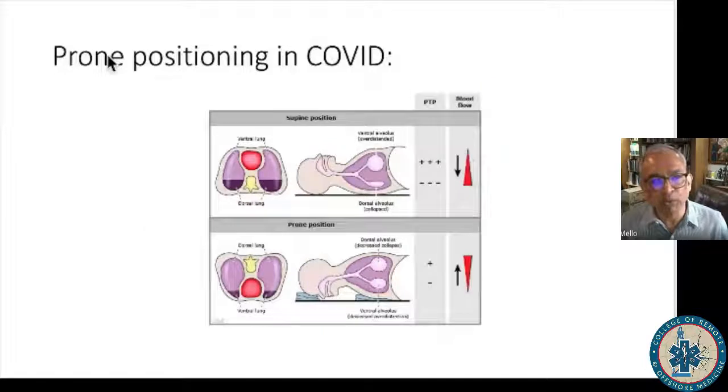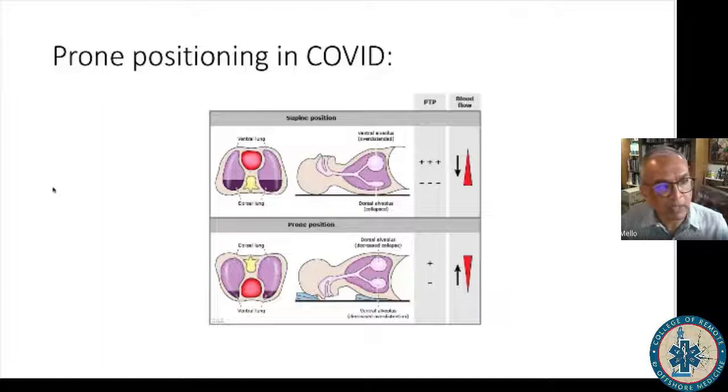Finally, I just want to remind you about the usefulness of prone positioning in the COVID pandemic, and this is because in a prone position you are improving the VQ, that is the ventilation and blood flow match in the different alveoli in the lungs, some of which are diseased and some of which are normal.